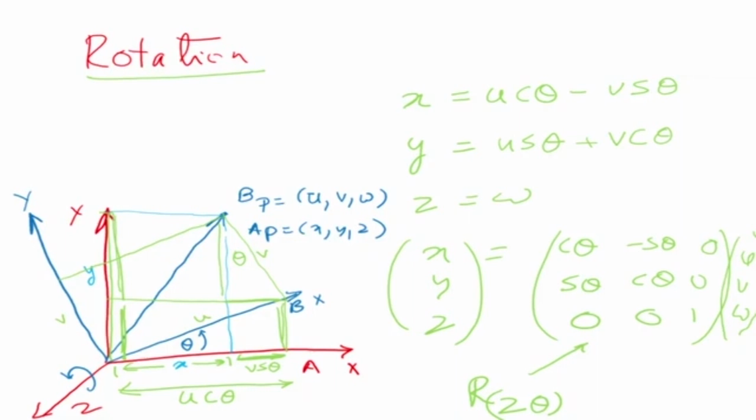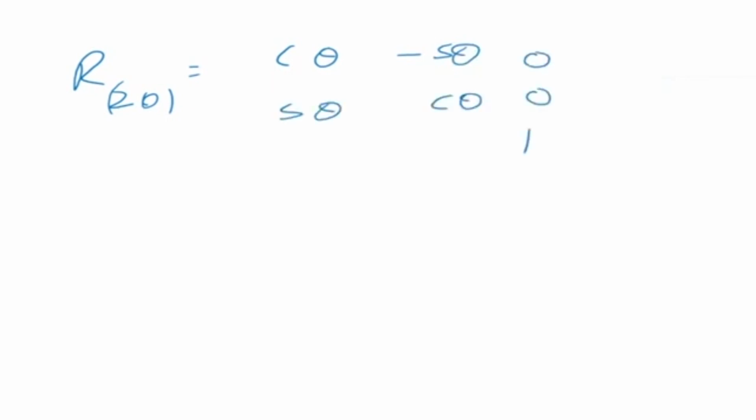Now, let's look at some important properties of this matrix, which are very important in the study of robotics. Our rotation matrix R_z(theta) was equal to [cos theta, -sin theta, 0; sin theta, cos theta, 0; 0, 0, 1]. This is our rotation matrix. Now this is a 3 by 3 matrix, so it has 9 elements, but there are 6 constraints.